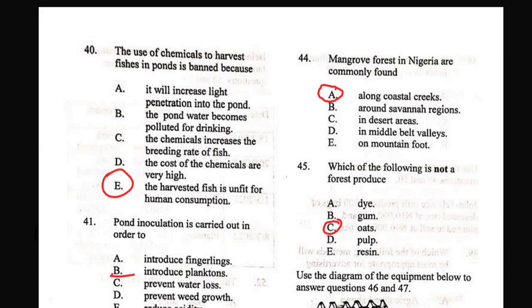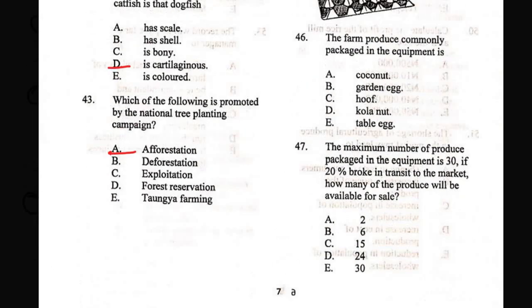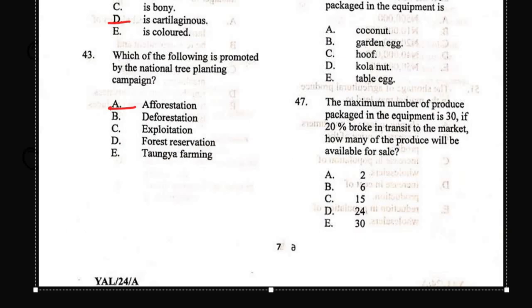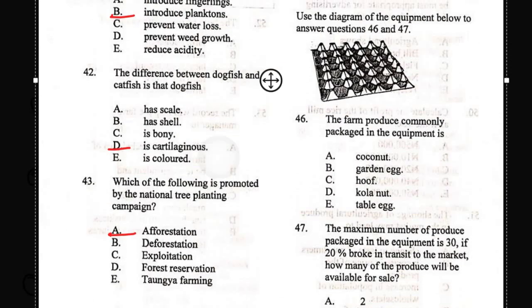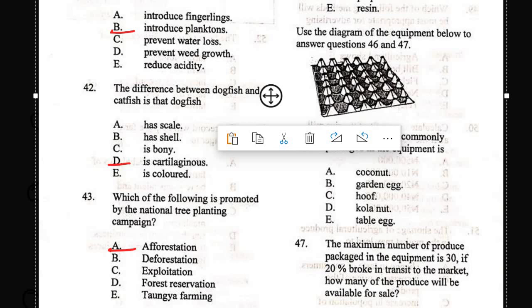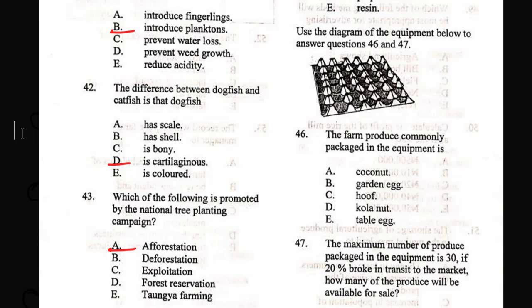Okay, let's take a look at this diagram. You're meant to use the diagram of the equipment below to answer questions 46 and 47. For 46, the farm produce commonly packaged in the equipment is A. coconut, B. garden egg, C. hoof, D. kola nut, E. table egg. The right answer is table egg.